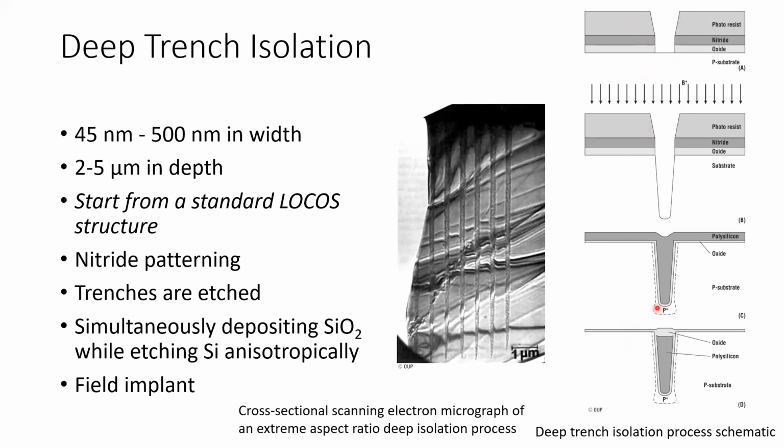Here we can make this region P type using boron implantation. Then we fill this region, the trench, with polysilicon, by simultaneously depositing silicon dioxide while etching silicon anisotropically. Then we form the deep trench isolation.